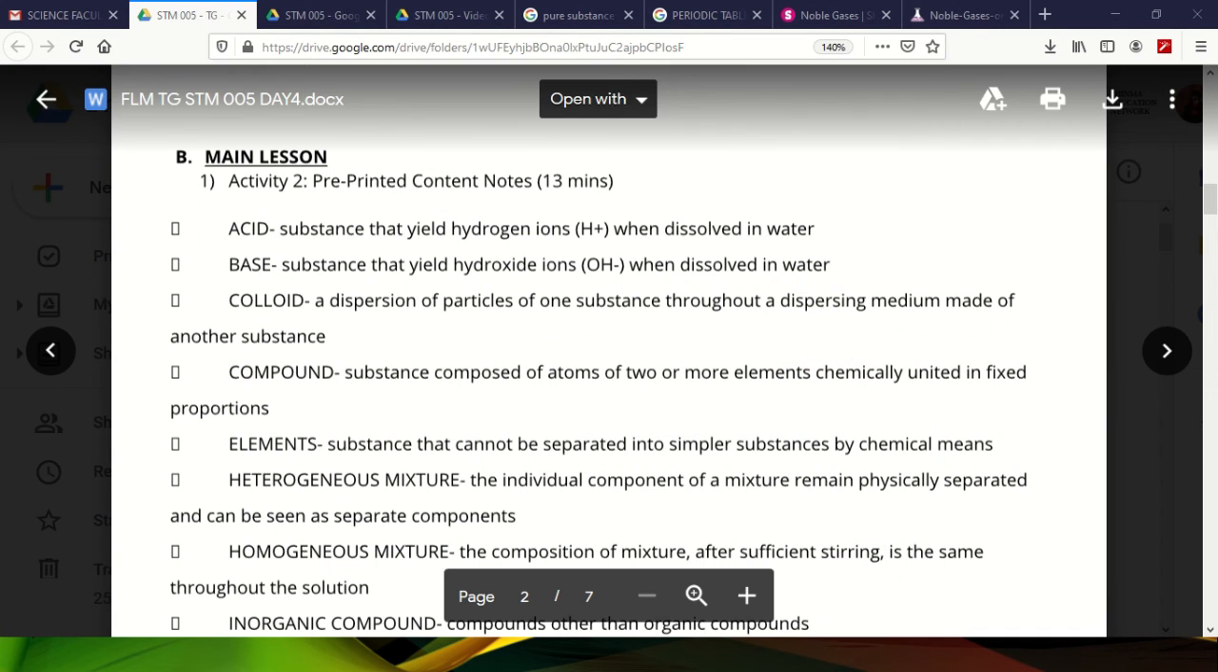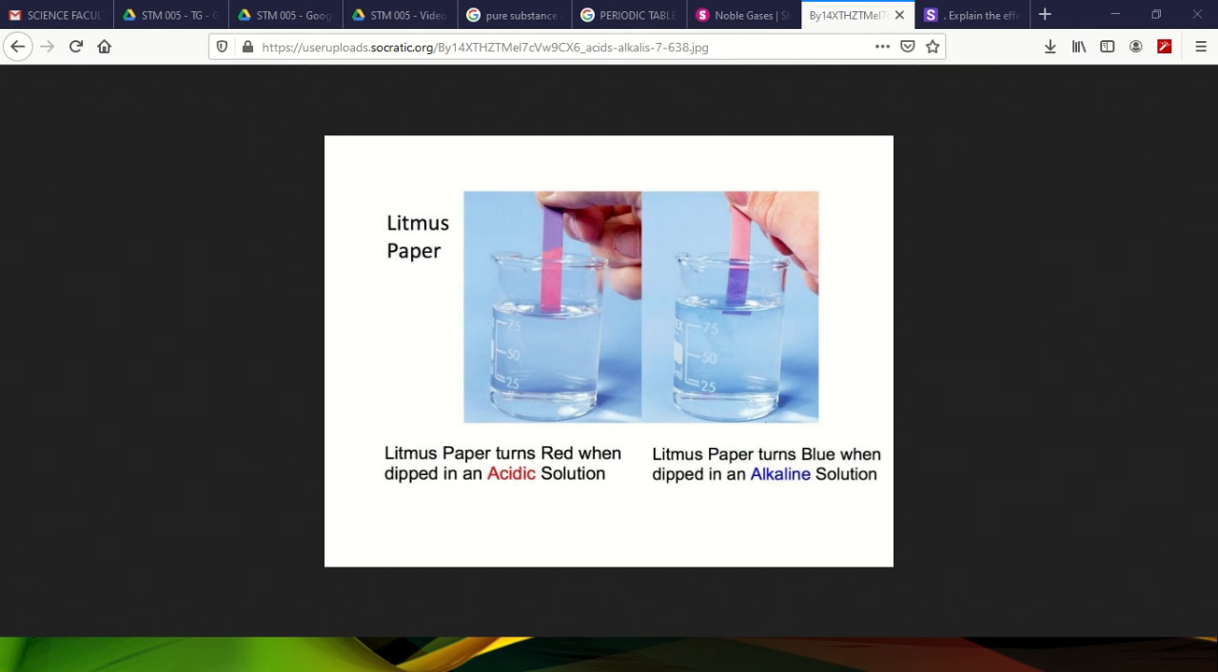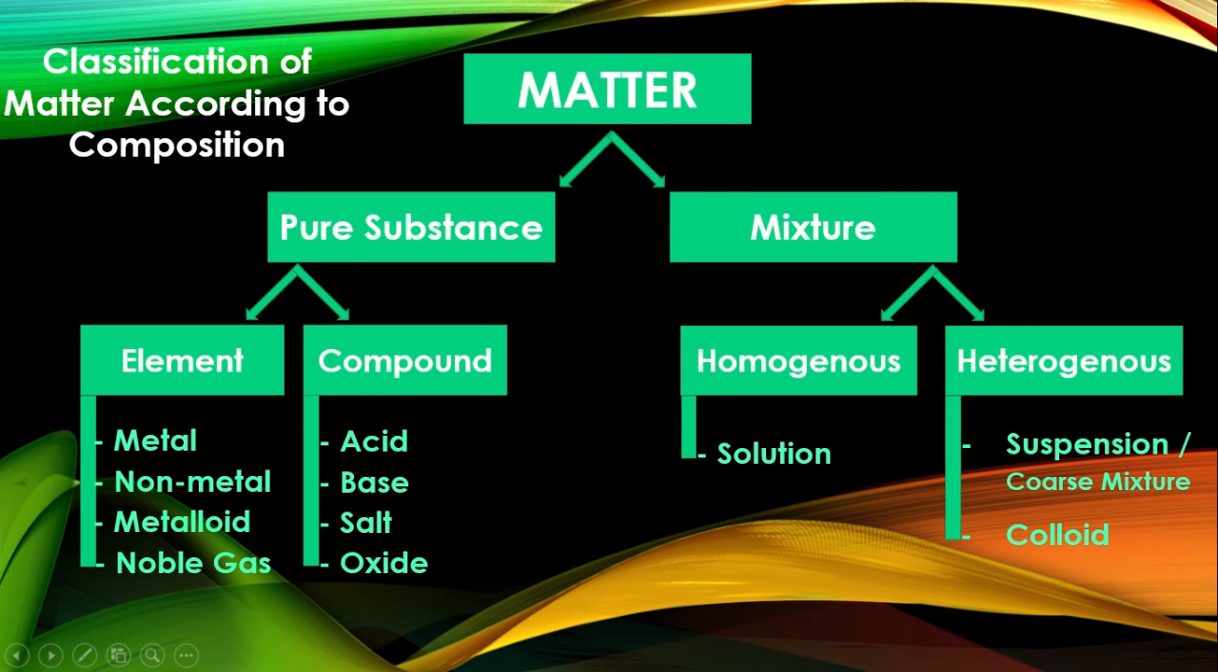Some properties of acids include the yielding of hydrogen ions when dissolved in water. Other characteristics of acid include sourness, turning blue litmus paper to red when dipped in the solution, and that their pH level is lesser than 7. Also, another characteristic of acids is that they have hydrogen at the beginning of their chemical formula. An example of this is HCl or hydrochloric acid.